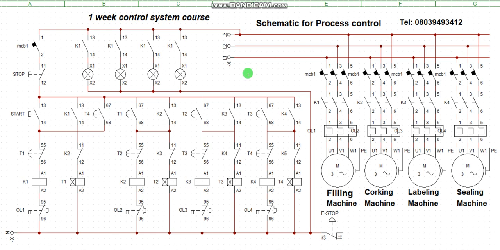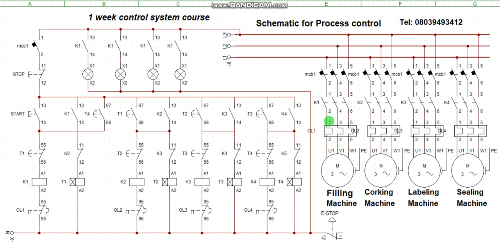Yeah, you're welcome to process control schematic design. Now, this particular design is for controlling a process system, right? Let me walk you through the operation sequence of this particular design.